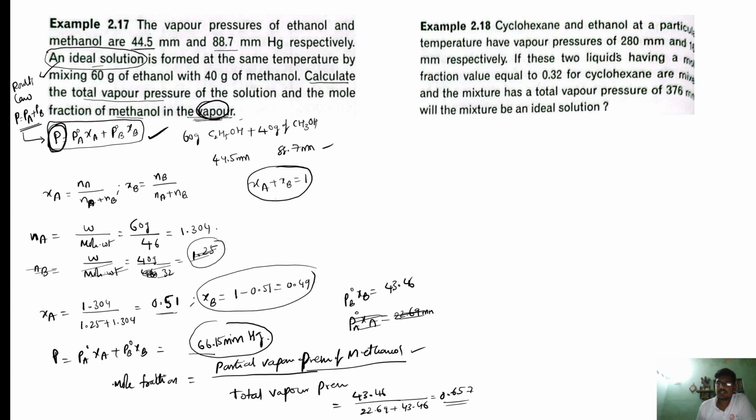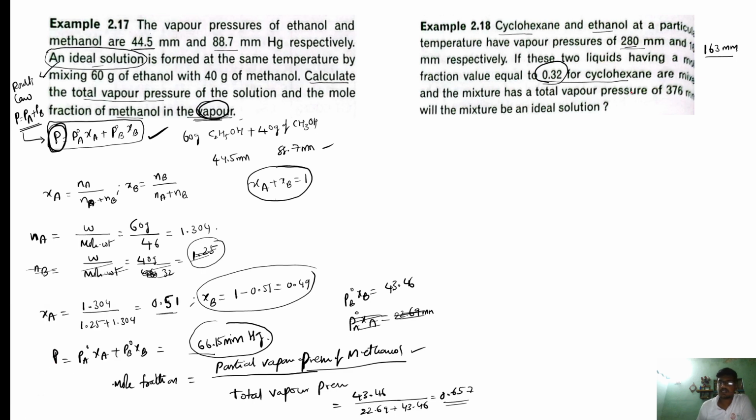See, cyclohexane and ethanol at a particular temperature have the vapor pressure of 280 and 163, yeah, it is 163. See, these are pure components. They have given it separately. Cyclohexane is having 280 and ethanol is having 163. If these two liquids have a mole fraction value equal to 0.32 for cyclohexane.